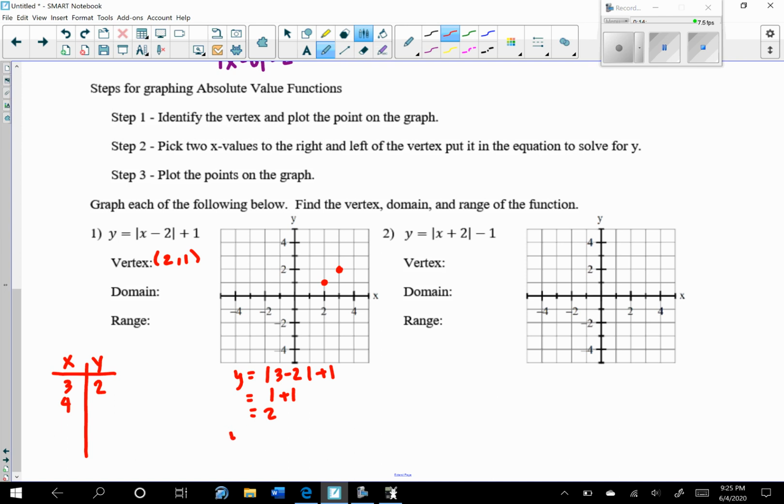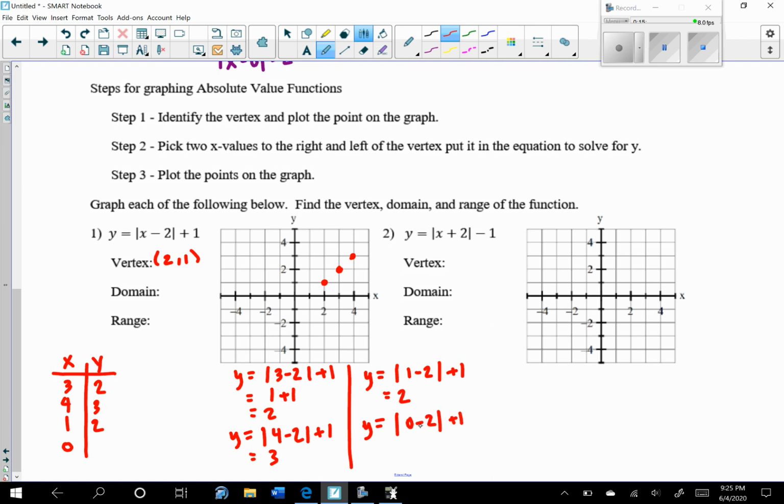And if I plug in 4, y equals the absolute value of 4 minus 2 plus 1. 4 minus 2 is 2. The absolute value of that is 2. So 2 plus 1 is 3. And now we need to do the other side, and remember it should make a V shape if we did this correctly. So on the other side, to the left of 2 would be 1 and 0. So if I plug in 1, y equals the absolute value of 1 minus 2 plus 1. So 1 minus 2 is negative 1, and the absolute value of that is 1, so 1 plus 1 is equal to 2. And if I plug in 0, y equals the absolute value of 0 minus 2 plus 1.